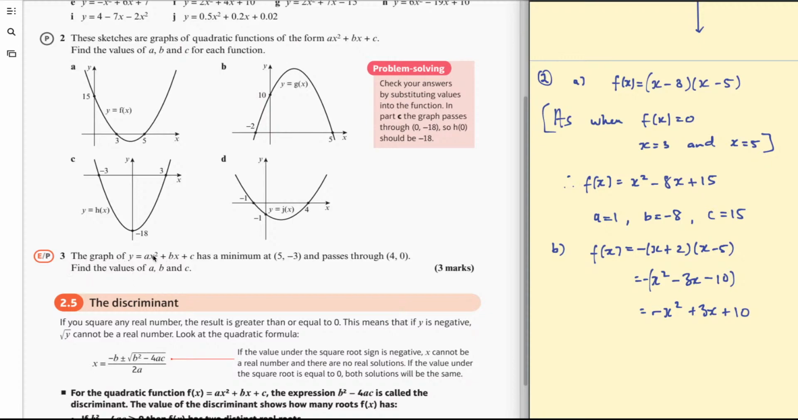And then 3, let's see. 3 says the graph of y equals ax squared plus bx plus c is a minimum at 5, negative 3, and passes through 4, 0. Find the values of a, b, and c. So this is similar to these, except they give you the minimum instead of the x coordinates.